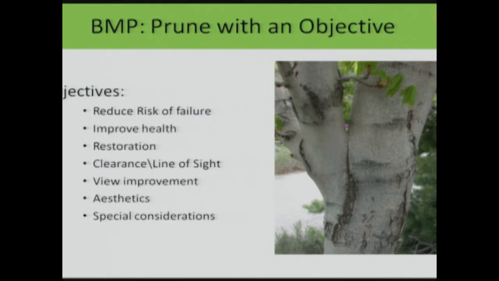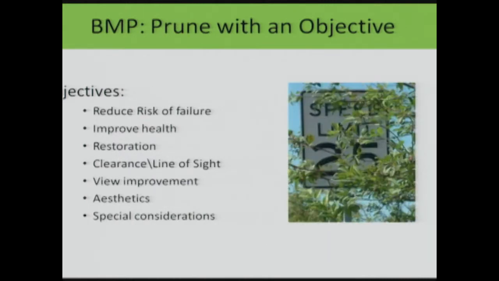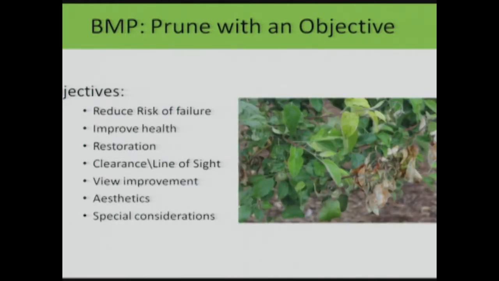To me, that encompasses things like structural pruning, right? We're long-term reducing the risk of failure, perhaps dealing with hazard trees. Or here we have an example of included bark, right? That's a structural defect, and so we prune to reduce the risk of failure. We prune for clearance, right? We've got to keep signs clear, sidewalks clear, line of sight, and things like that. That's important. Sometimes we prune just to improve the health.